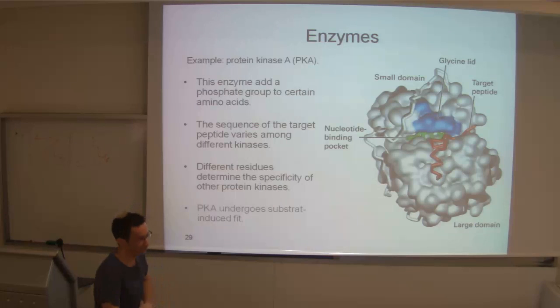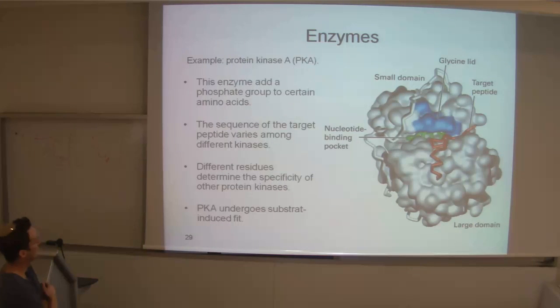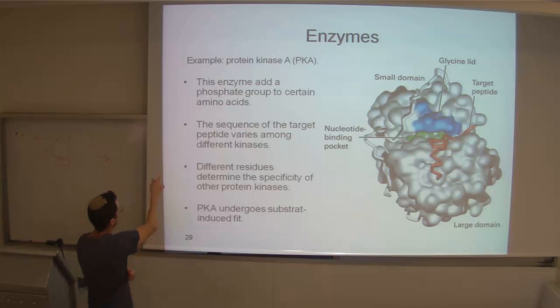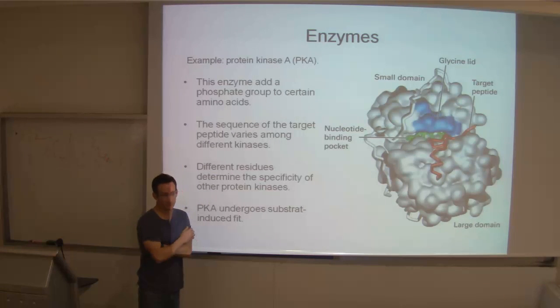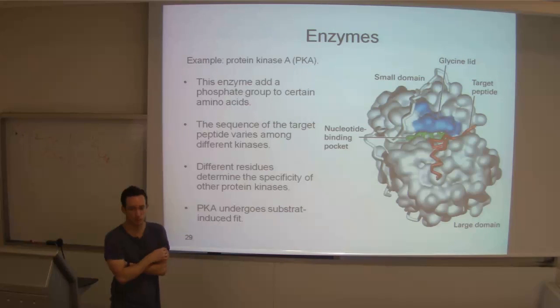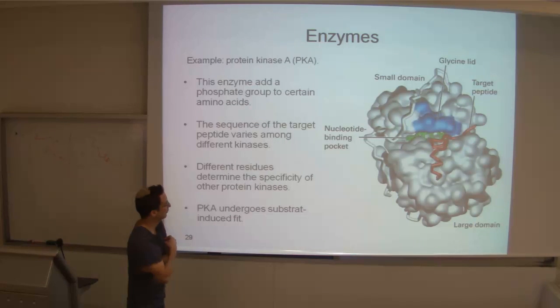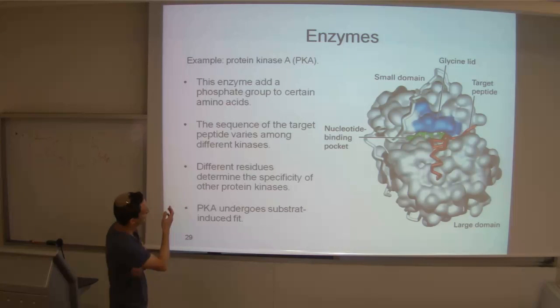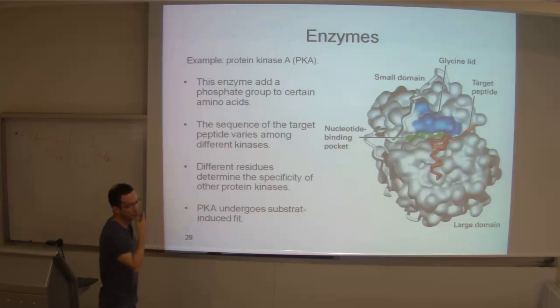Here's an example of an enzyme. It's called protein kinase A, or just PKA. This enzyme adds a phosphate group on certain amino acids. So we mentioned the chemical modification of phosphorylation. We will later on see that it has to do with regulation of proteins, or regulation of their function. And this is an enzyme that performs this chemical modification.